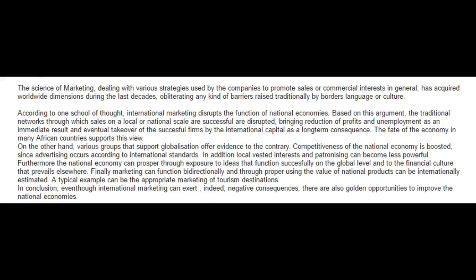What we try to do with these global marketing essays is test students' topic-specific vocabulary on the subject of globalization. Not only is this a really relevant topic to the world today, but it always comes up on the IELTS exam. So it's good to be prepared.